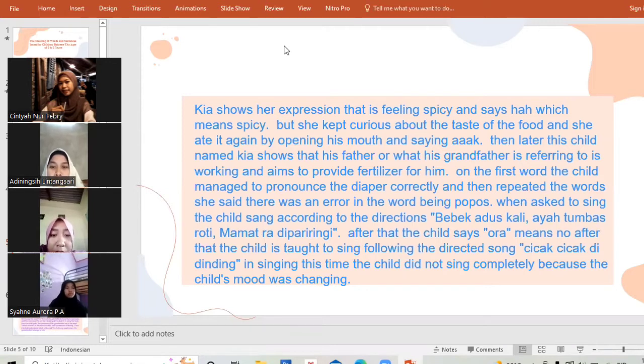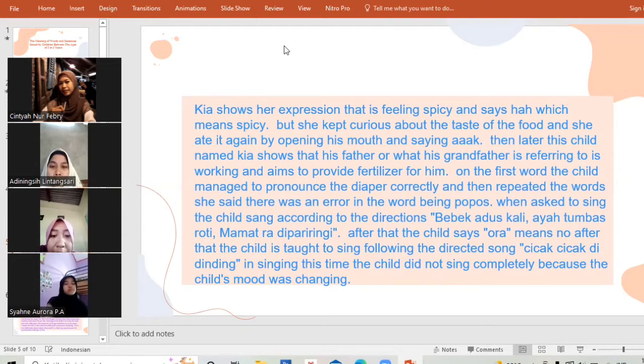On the first word, the child managed to pronounce the word diaper correctly and then repeated the word. She said there was an error in the word being proposed. When asked to sing, the child sang according to the direction, "Epe adu sekali, ayat tumbas roti, mamat rati parini."